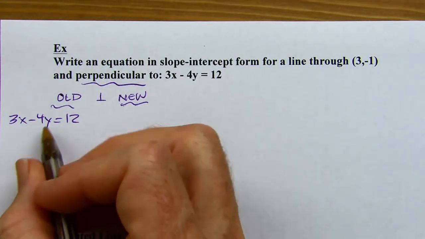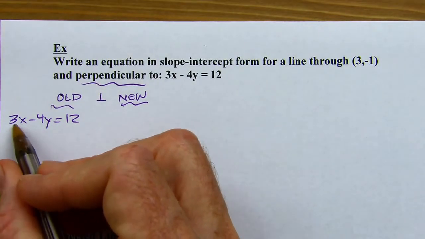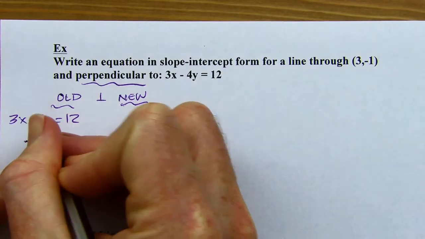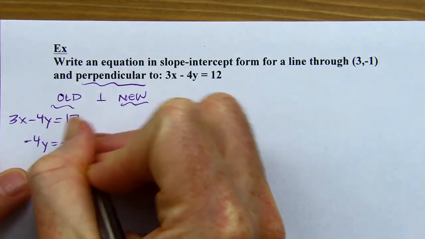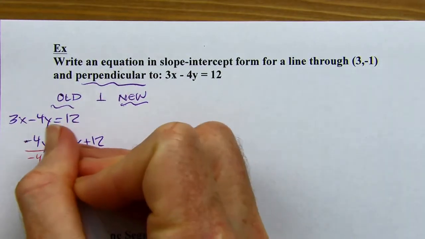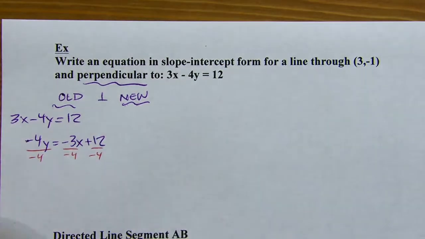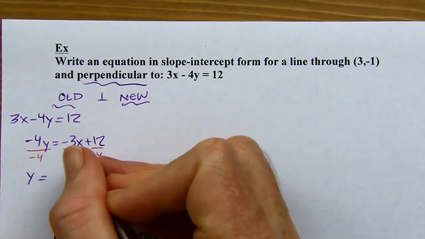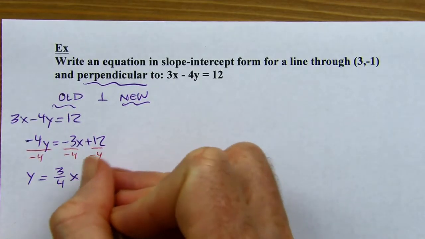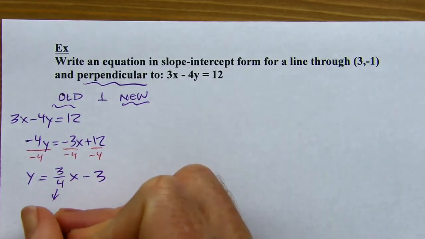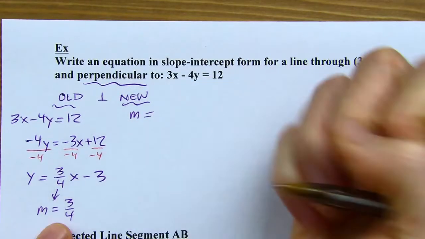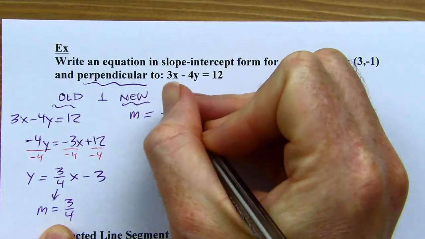I want this in y equals mx plus b form, so I'm going to subtract 3x, and I'm going to slip that in front of the 12. So I've got negative 3x plus 12. And then I'm going to divide the whole equation by negative 4. A negative divided by a negative would be positive, and 12 divided by negative 4 would be negative 3. The only thing I really care about here is the slope. Now I can find the slope of my new line. It's going to be the opposite reciprocal since these are perpendicular.